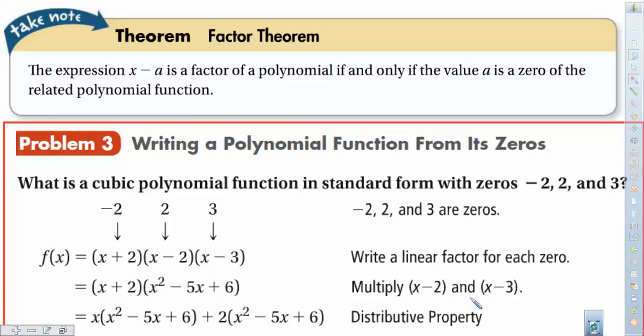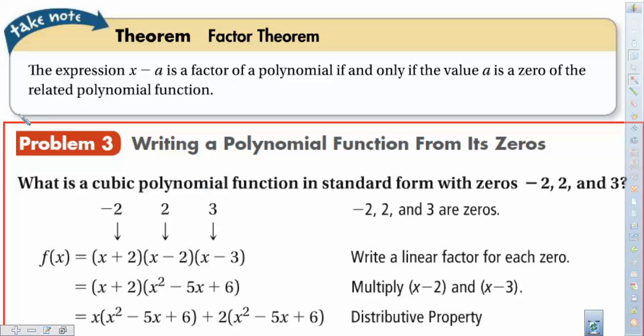All right, so next we're going to look at a very, very powerful and important theorem in Unit 5 known as the factor theorem. We're going to be using this factor theorem quite a bit in a couple of different lessons throughout this unit. Very important. It's based off of those linear factors.